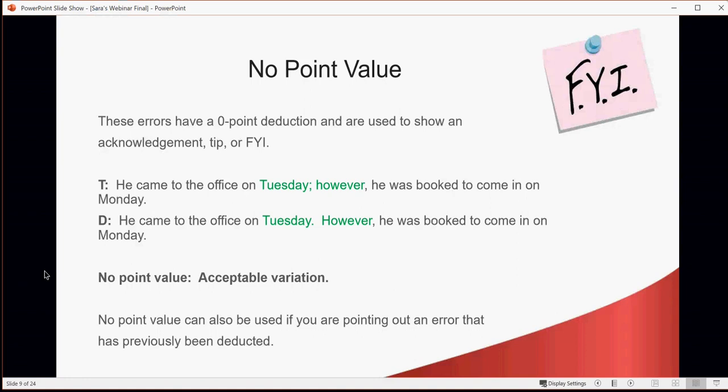Again, blanks are no point value, and you don't need to select anything, like you don't need to select the no point value. However, one blank can include up to 4 words. If you think you have more than 4 words, leave a blank for each group of 4 words that you think you missed. This is very important.